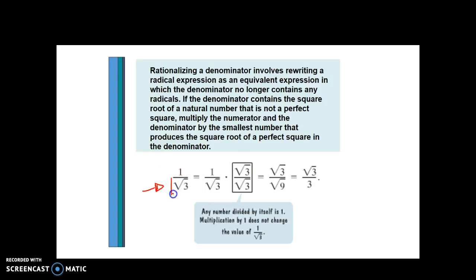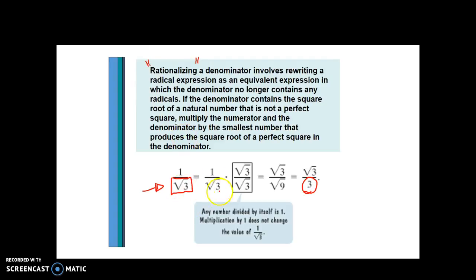So if we come into a situation where we have an irrational number in the denominator, like root 3 right here, we want to multiply it by some number so that we end up with just a nice number that makes sense, a rational number. And that's where the term comes from, rationalizing a denominator. We're looking at the denominator and we're making it make sense.